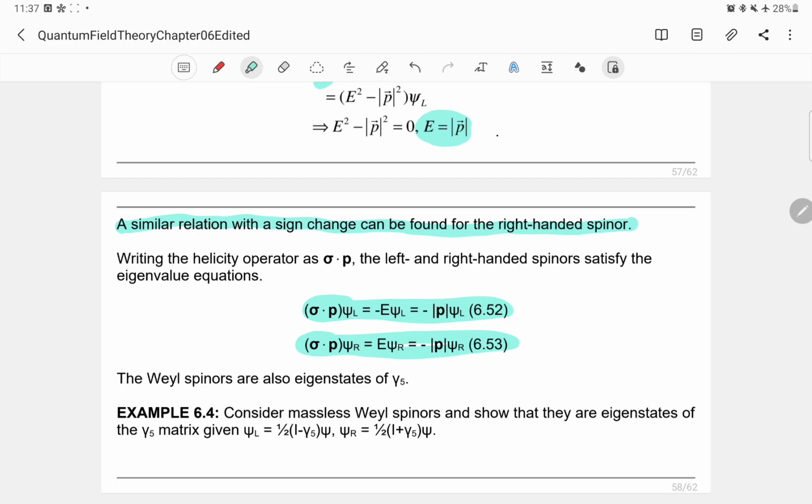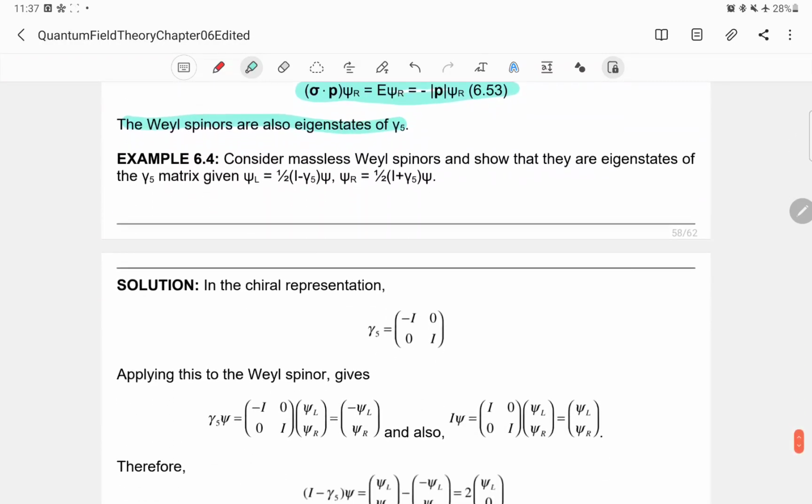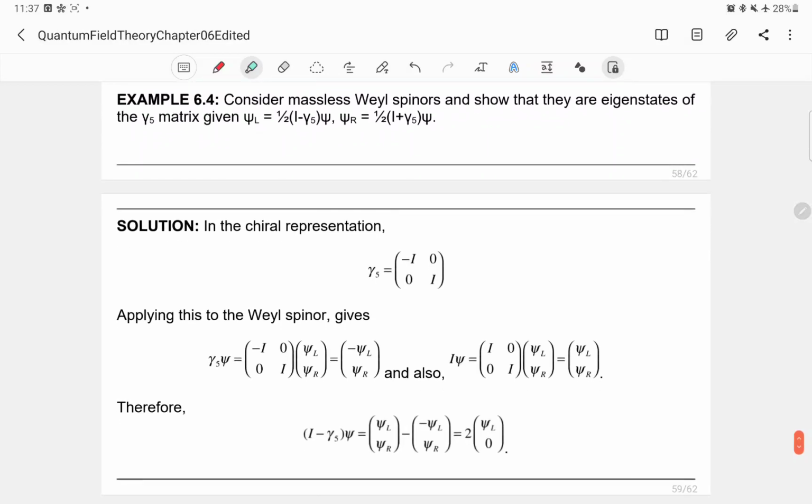By the way, the Weyl spinors are also eigenstates of gamma 5. Now let's go to an example to illustrate more about the Weyl spinor. So in this example, consider a massless Weyl spinor and show that they are eigenstates of the gamma 5 matrix given by this eigenvalue equation.